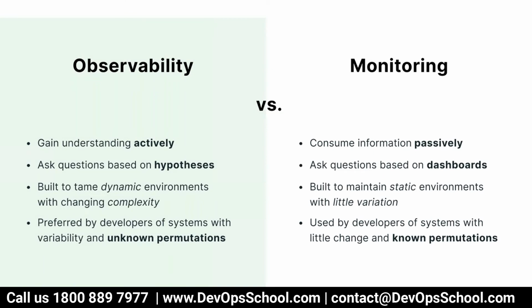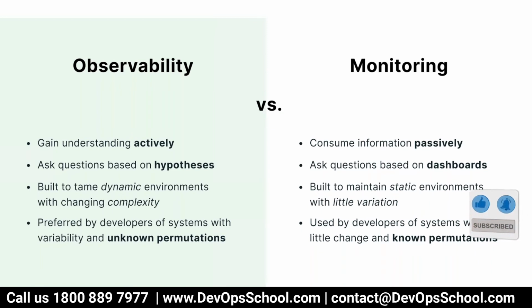To summarize, observability gains understanding actively, whereas monitoring consumes information passively. Observability asks questions based on a hypothesis, whereas monitoring asks questions based on the dashboard. Observability is built to tame dynamic environments with changing complexity. Dynamic environment means things like Kubernetes and Docker, which keep changing. You don't have a fixed environment. Ten pods disappear, and you get a new ten pods in Kubernetes. But monitoring is primarily built to maintain a static environment with little variation.